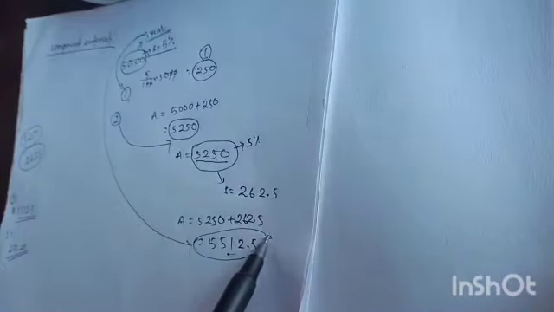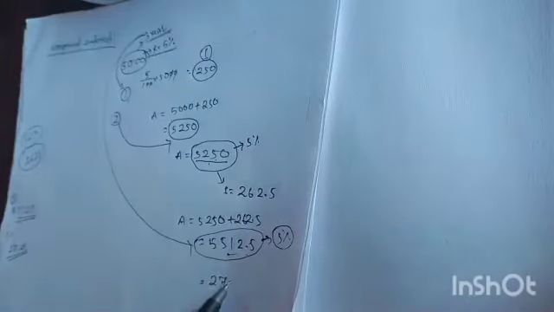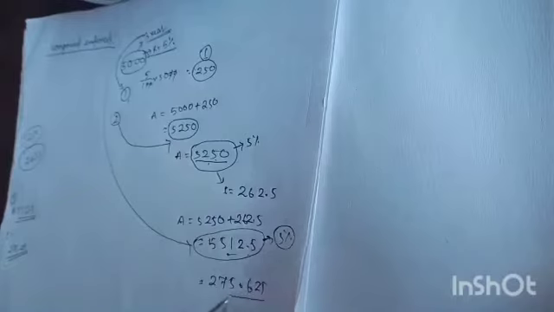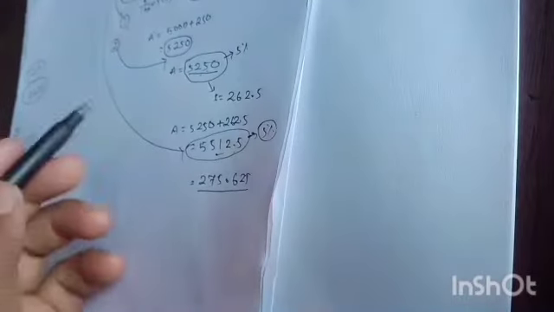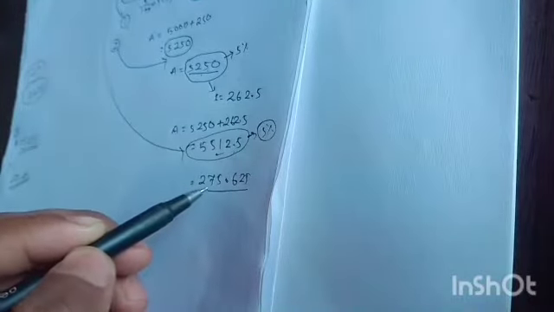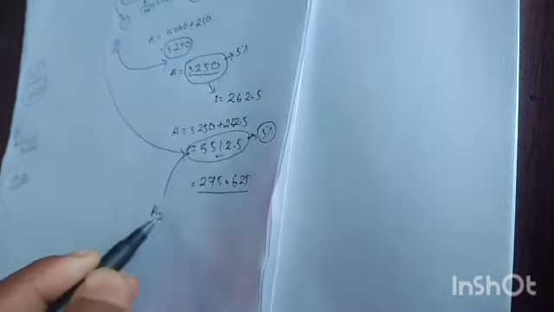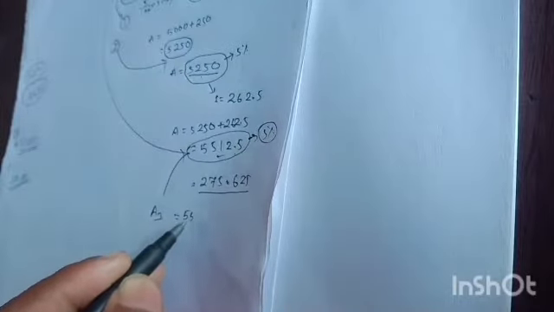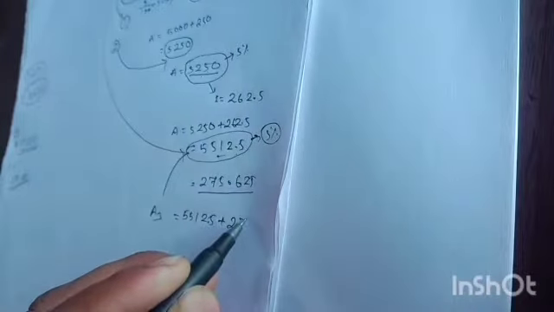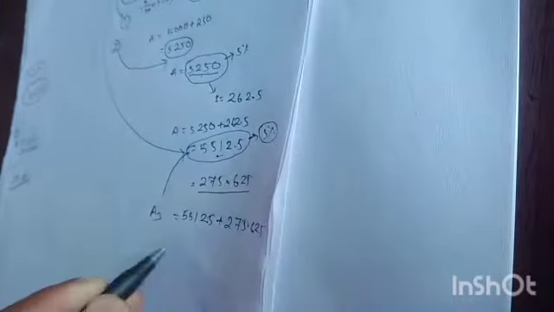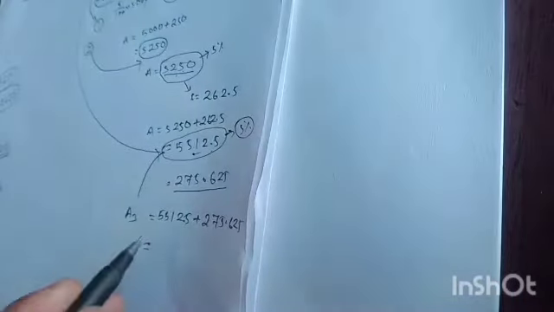Here also you are going to take 5%. So 5% of this amount will be 275.625. This much interest has to be paid for the third year. Then the third year amount will be 5,512.5 plus 275.625. If you add this, how much will you get? So the third year amount will be how much?